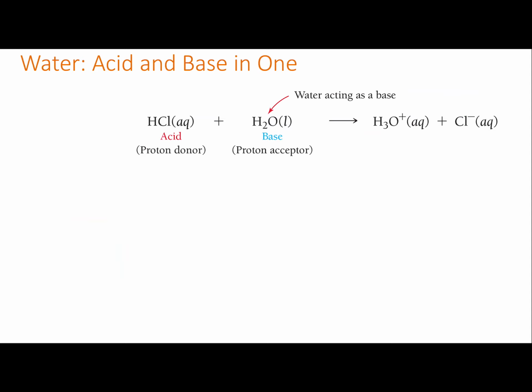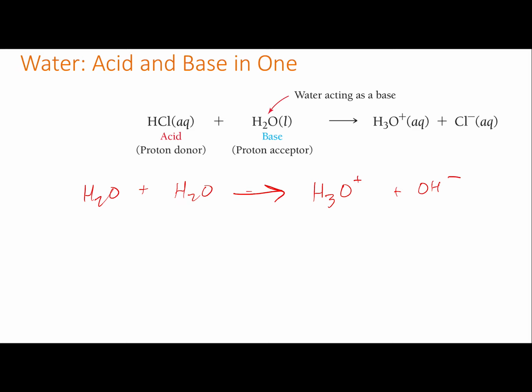It doesn't even have to be an acid reacting with water or water reacting with an acid, or water reacting with a base. Water can literally react with itself. We can have H2O and H2O. One of these will be an acid, one will be the base, one will become H3O plus, one will become hydroxide. And we get what is called the auto-ionization of water.